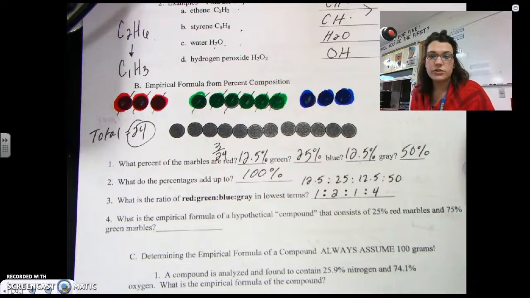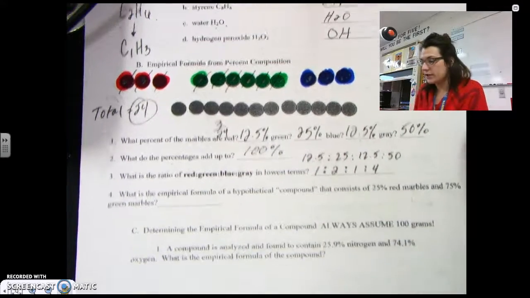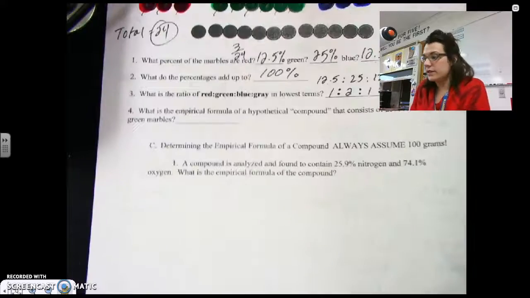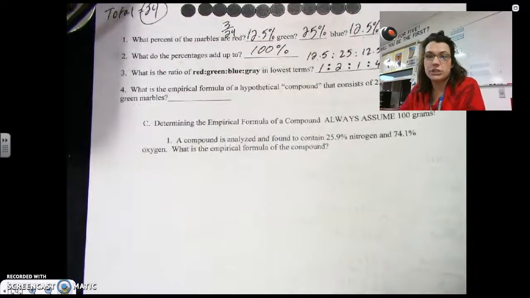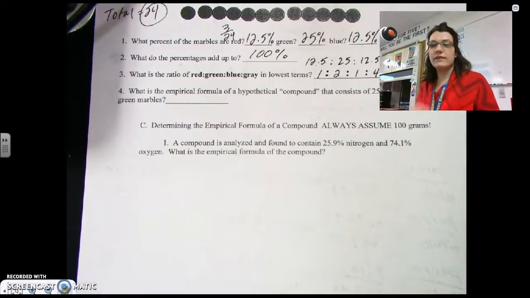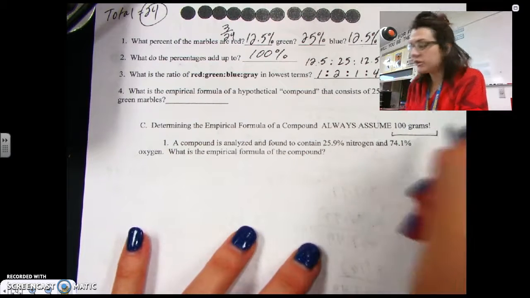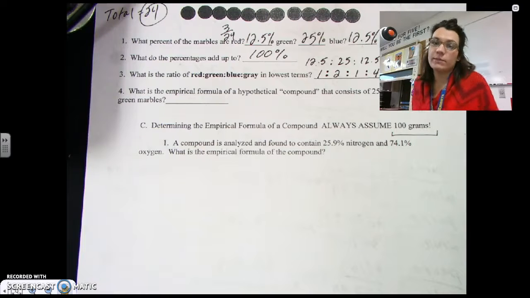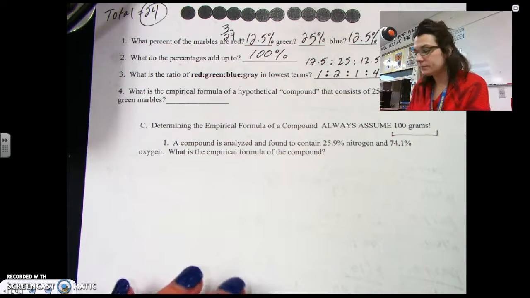So I'm going to skip forward down here. If I'm going to take what I just did with my marbles and apply it to a chemical composition, how would I do that, okay? So first of all, the one thing that I always have to do is assume 100 grams. I have to assume 100 grams because ultimately the percentages that I have have to equal 100%, okay? So let's look at a problem and how this works.